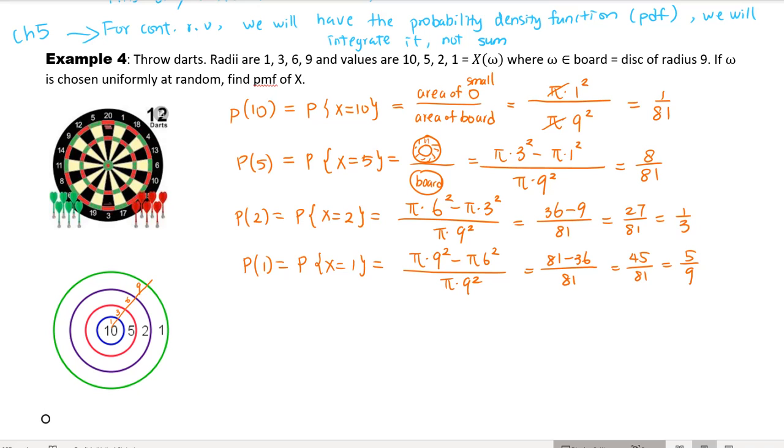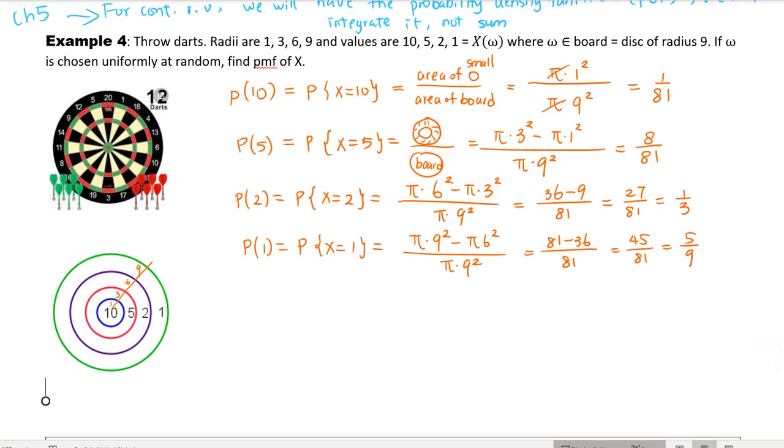Okay, so far so good. Now, we have the random variable, the range is 10, 5, 2, 1, and now we get a PMF for X.